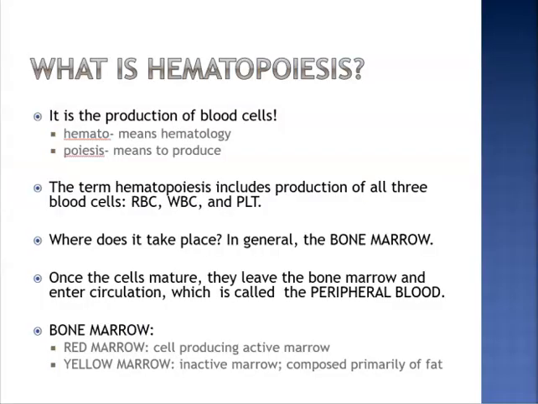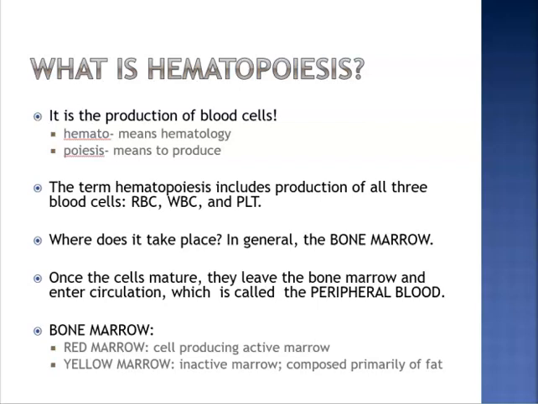So to start off this lecture, let's first define hematopoiesis. It is the production of blood cells. So let's break the term down. Hemato means blood. Poiesis means to produce, so we're producing blood cells. The term hematopoiesis includes all three of the blood cells that we have learned are in our blood, which includes our red blood cells, our white blood cells, and our platelets.